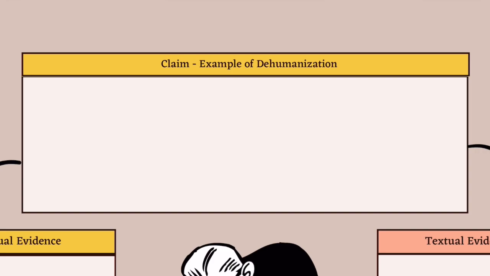So Eli experiences dehumanization when he arrives at Auschwitz. Remember, our claim just needs to be concise and to the point, and then we can really break it down in the rest of the paragraph. So let's get that claim in here.